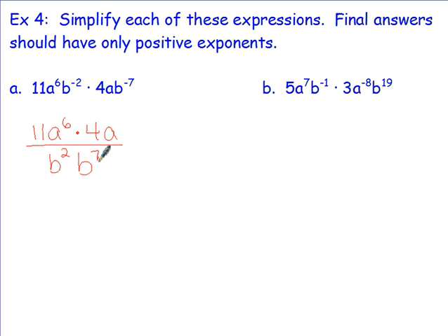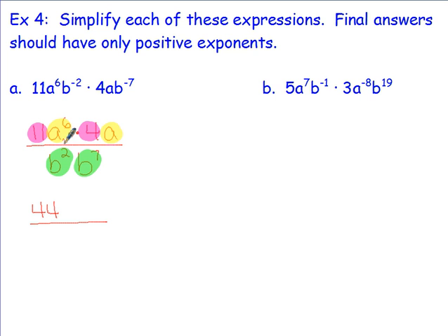Is there any like terms? Yes. Whole numbers. 11, and 4. We got A's here and here. And we got B's here and here. Let's start with the whole numbers. 11 times 4 is 44. They are both on top. It goes on top.